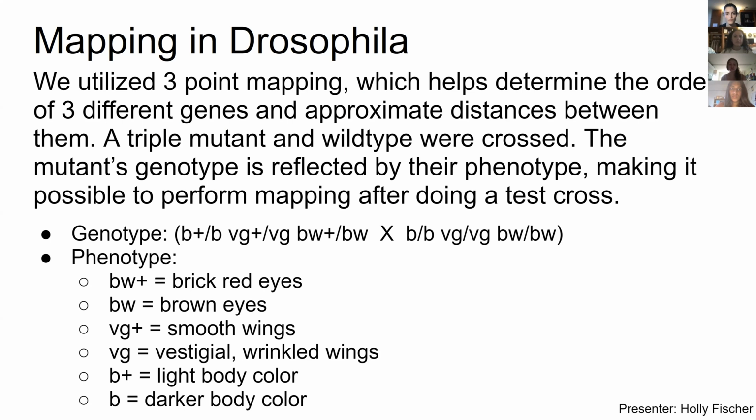The triple mutant has a genotype of BB, BG/BG, BW/BW, meaning a darker body color, wrinkled vestigial wings, and brown eyes, respectively. We can figure out the genotype of any of the flies we looked at, as the only possible combinations for each gene are heterozygous and homozygous recessive, and distinguishing between the two is easily done simply by looking at the phenotype of the flies.